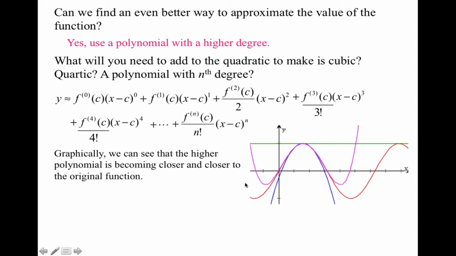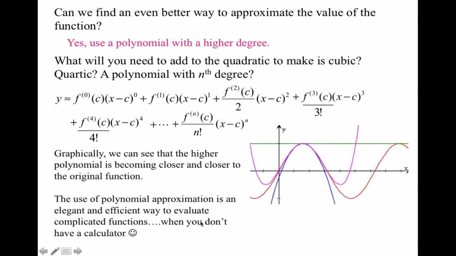Graphically, we can see that the higher polynomial is becoming closer and closer to the original function. As you can see, this purple graph right here is actually the quartic, and you can see how over a larger range, this quartic curve is closer to the sine curve than the quadratic curve or the linear curve. The use of polynomial approximation is an elegant and efficient way to evaluate complicated functions, and of course, when you don't have a calculator.